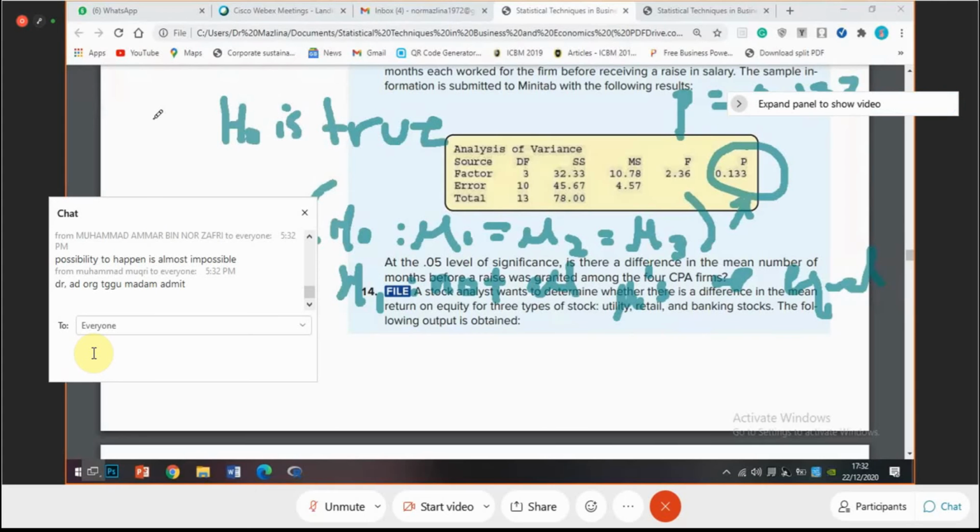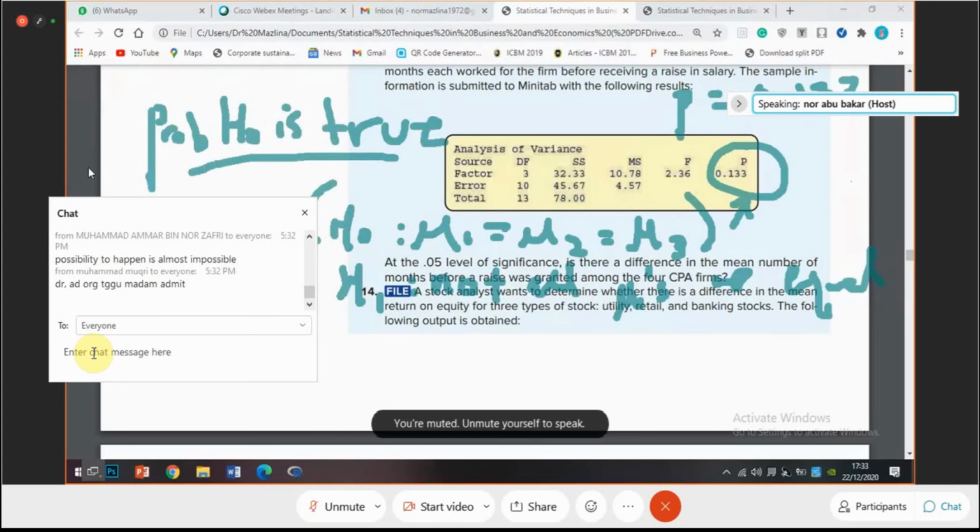Okay, so probability H naught is true. Apa maksud probability H naught is true? Maksudnya statement ni benar, probability-nya adalah 0.133. Okay, 0.133 tu besar ke kecil?